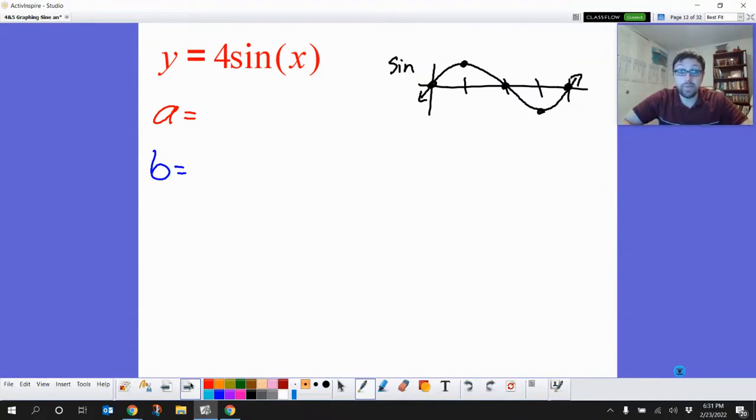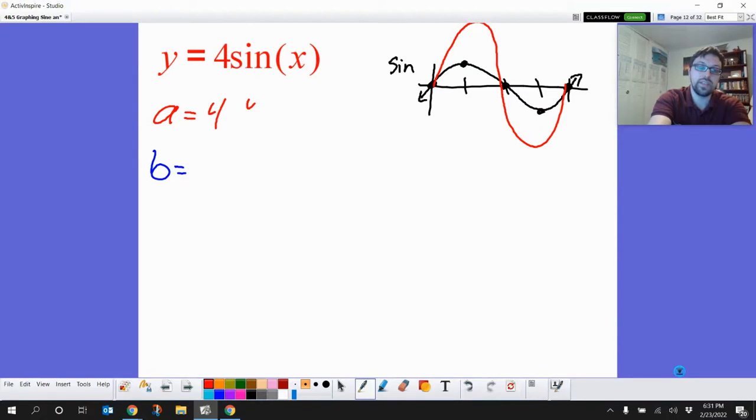In this example, we have an amplitude, so we want to make sure that we stretch how tall our graph is. Based on our regular sine graph, it's going to be the same pattern, but it's just going to wobble much taller than it would normally. So our a value is 4, so that's telling us how far up and down we are going to be going. That is our amplitude.